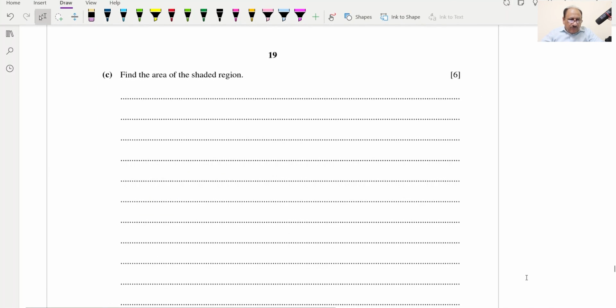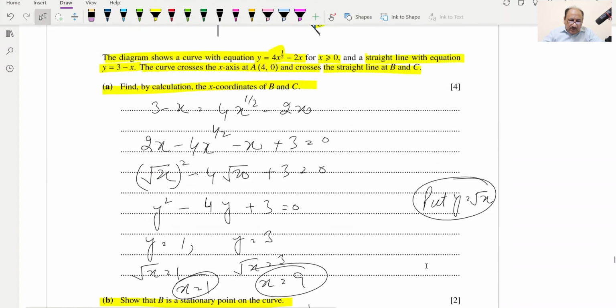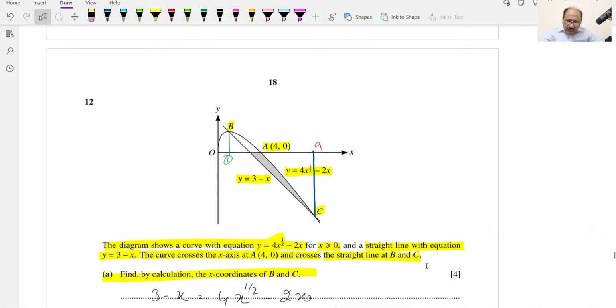Next is to find the area of the shaded region. This is part C, a 6 mark question. At x is equal to 9, the y value for C we can find by replacing in the equation y is equal to 3 minus x. So this will be 3 minus 9, which is equal to minus 6. So the C point will be 9 and minus 6. We got this C point.